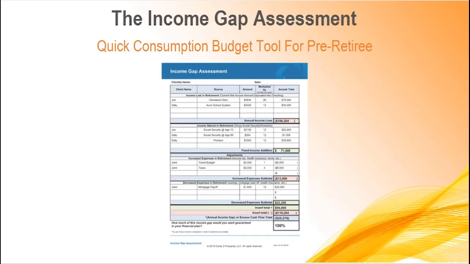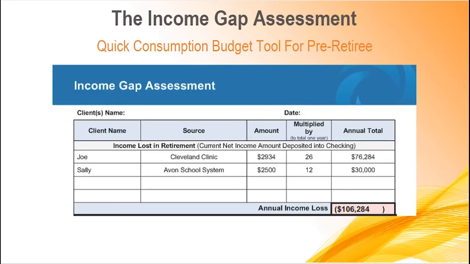So let's start with the income gap assessment. This is going to be your go-to tool for anyone within 10 years of retirement where you want a quick consumption budget. And we're going to dive into the individual sections of this tool. The first section at the top is the income lost in retirement. So remember, I shared the basis for everything is the consumption methodology. What we want to determine is how much income the client is consuming now, and in retirement, if we could replace that same amount, would that be sufficient for them?